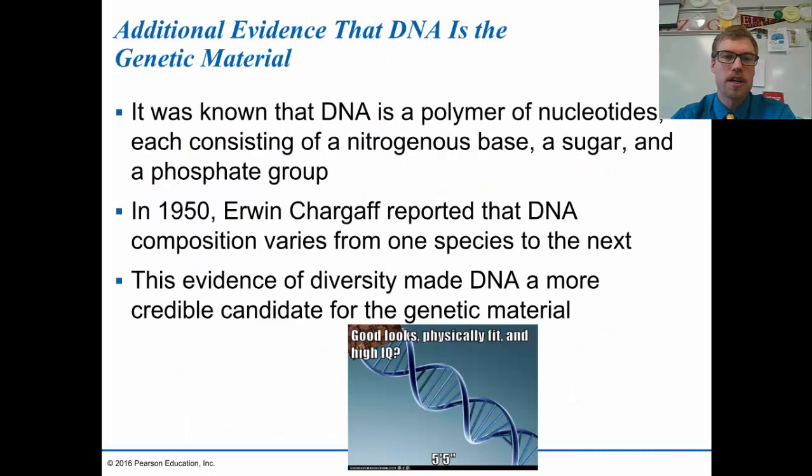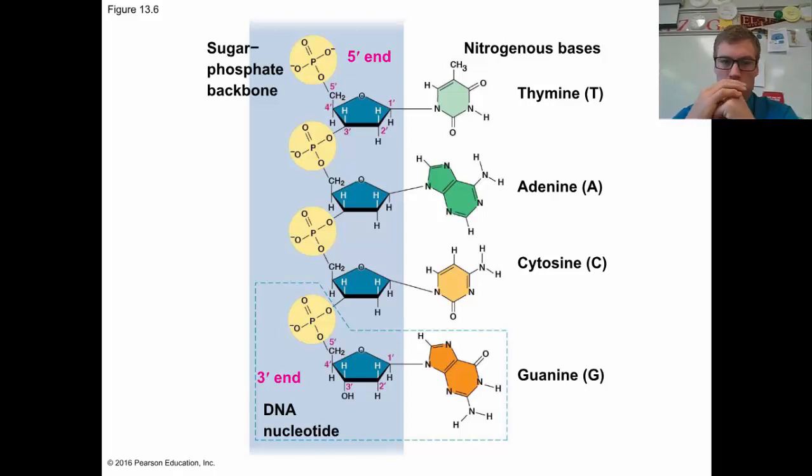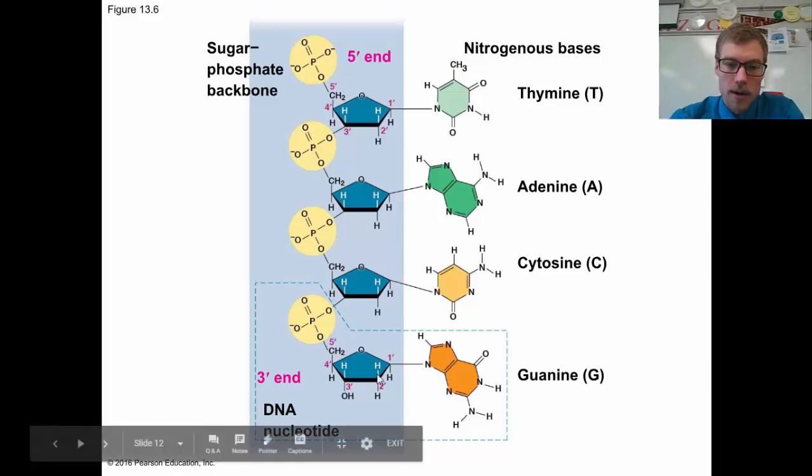So at this point, it was known that DNA is a polymer of nucleotides, each consisting of a nitrogenous base, a sugar, and a phosphate group. And in 1950, Chargaff reported that DNA composition varies from one species to the next, and the evidence of diversity made DNA a more credible candidate for the genetic material. So the structure of DNA is you have each nucleotide, which consists of a deoxyribose sugar, a nitrogenous base, and the phosphate. And we have an alternating phosphate-sugar backbone.